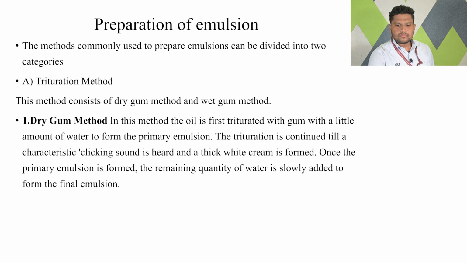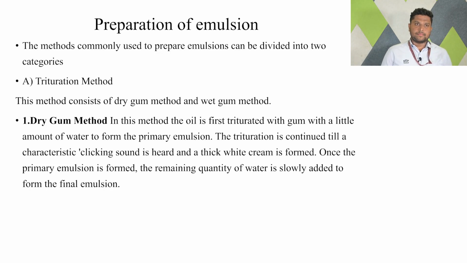Next is the preparation of emulsion. How do we prepare the emulsion? There are two main methods. First is the trituration method and second is the bottle method. In the trituration method, there are another two methods. First is the dry gum method and second is the wet gum method.